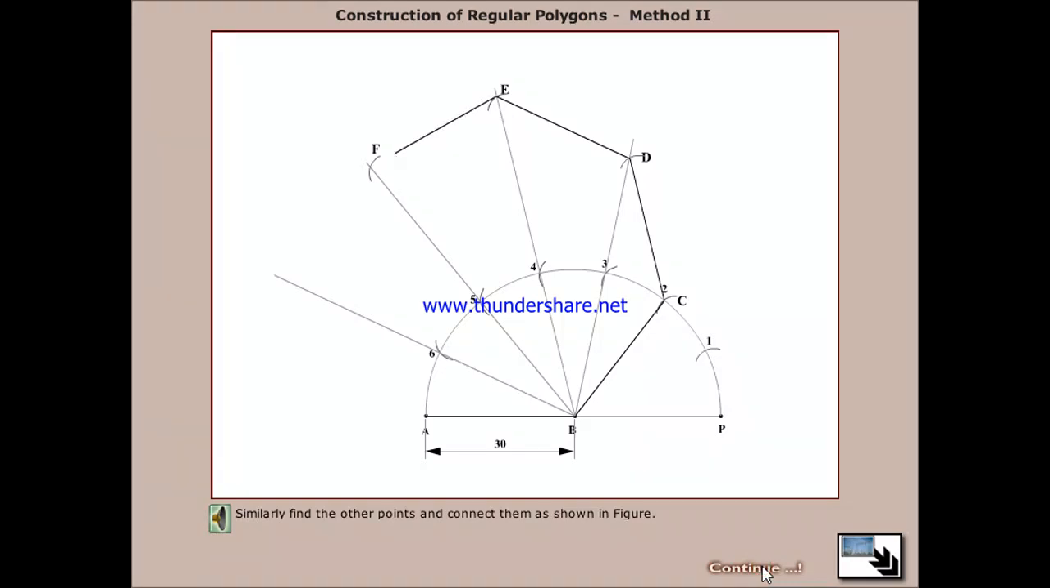Similarly, find the other points and connect them as shown in figure. Now A, B, C, D, E, F, G, A is the required heptagon.